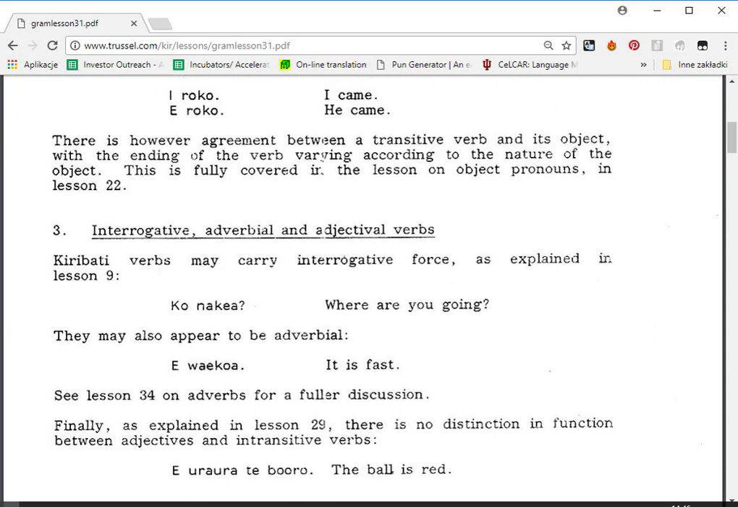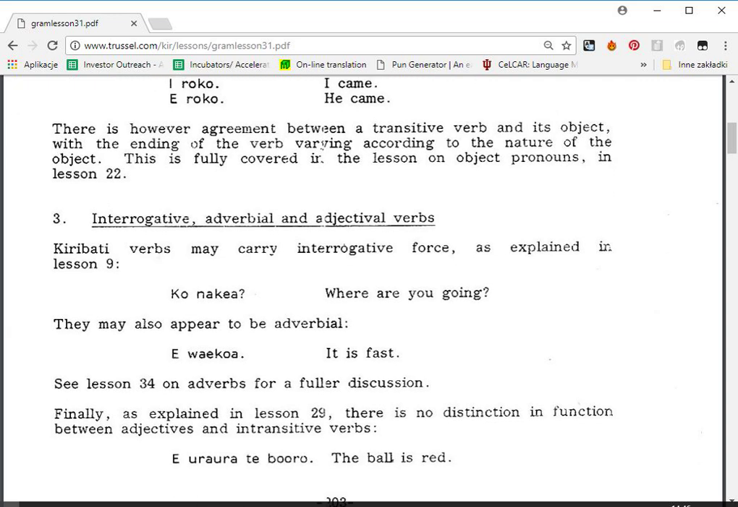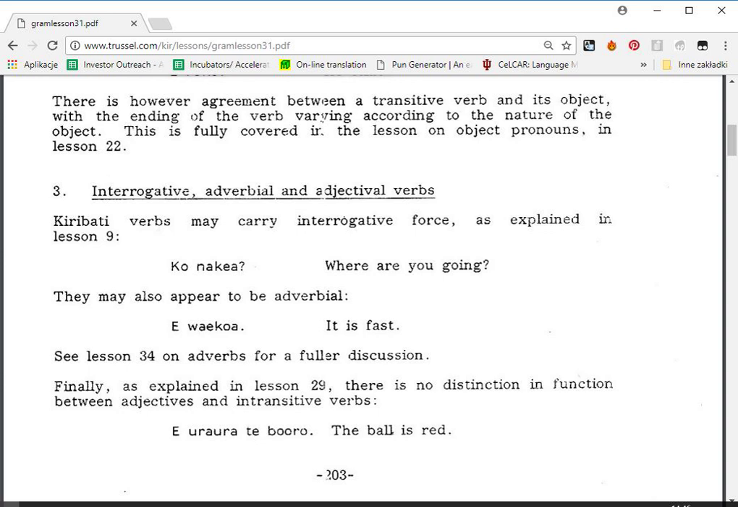Okay, so interrogative, adverbial, and adjectival verbs. Kiribati verbs may carry interrogative force. Oh, that interrogative force is very interesting. I think that actually sounds like a plot point in a science fiction film. I really look forward to seeing that movie, Interrogative Force.